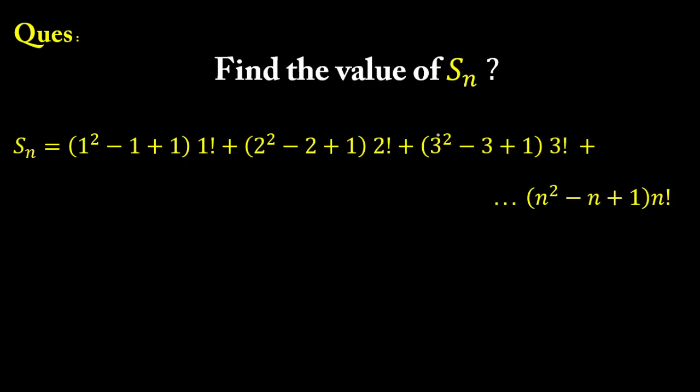The question is: find the value of the sum S of n, which is dependent on the index n, and the series is given by 1 square minus 1 plus 1 multiplied by 1 factorial, plus 2 square minus 2 plus 2 multiplied by 2 factorial, and goes on up to the nth term. The nth term is n square minus n plus 1 into n factorial.